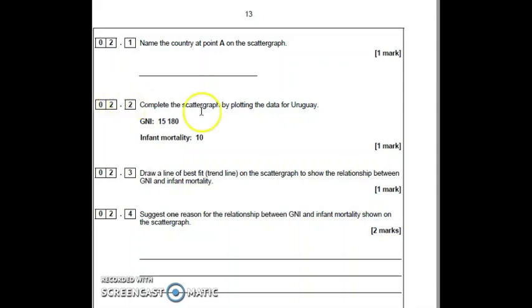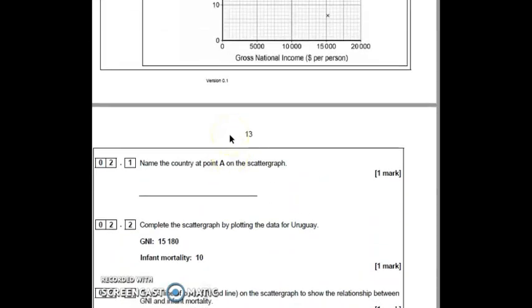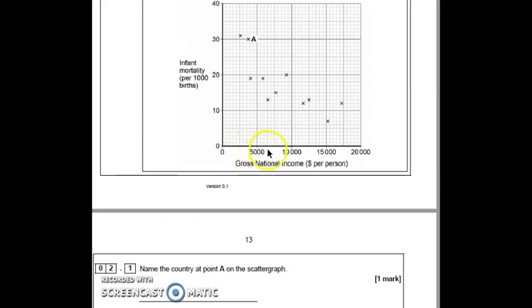2.2. Complete the scatter graph by plotting the data for Uruguay. Now, Uruguay has a GNI of 15,180 and infant mortality of 10. So, gross national income 15,000, just past the line, 180. We'll go up until we get to infant mortality of 10, and then we'll put a cross somewhere where the cursor is at the moment.